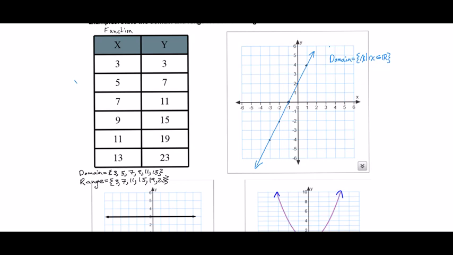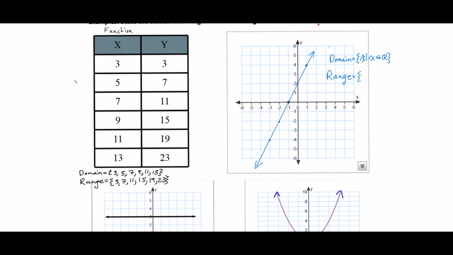Now we'll do the same for our range. Our range for any straight line, unless we have a special case, is always going to be the set of values that y can take. And you'll notice that y continues to increase forever, and then it also goes down forever as well.